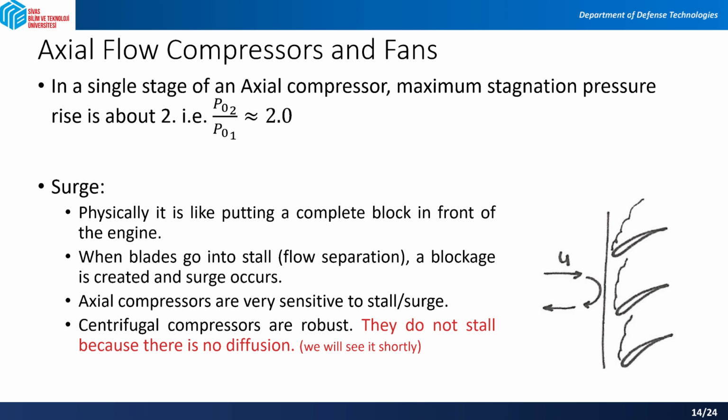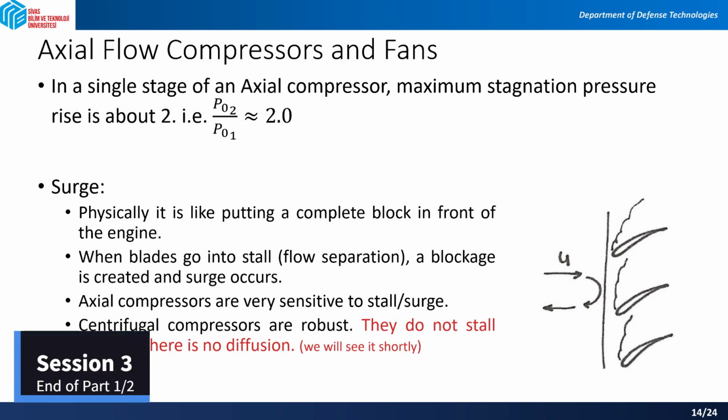The axial compressors are very sensitive or prone to stall and surge, right? That's why we said that we cannot increase this amount. This is the optimal amount inside one stage. But on the other hand, you have centrifugal compressors that we will see later. These are very robust and they do not stall because there is no diffusion there. So what is this diffusion? Actually, diffusion is the action of the diffuser, but we will see it in some slides next.